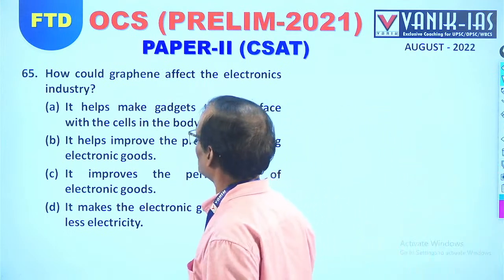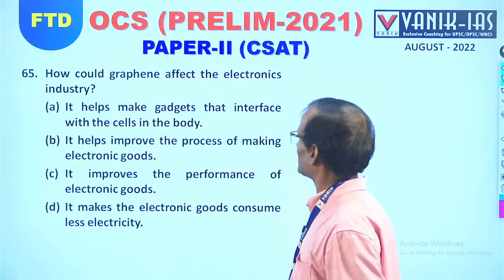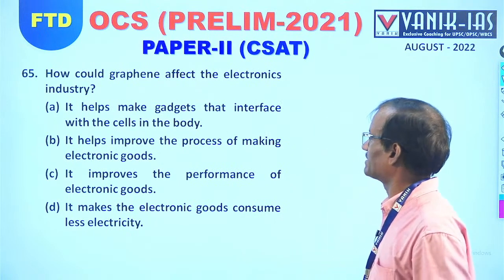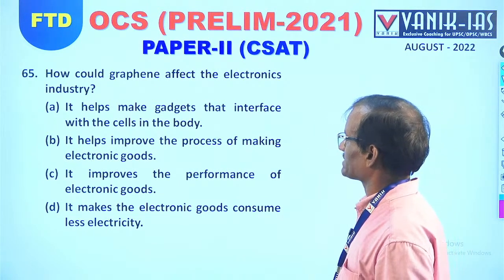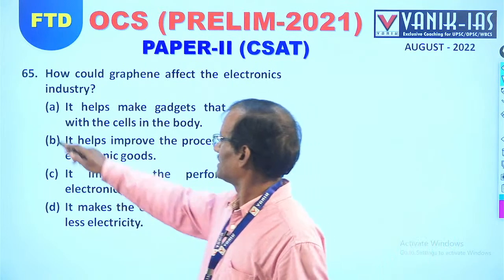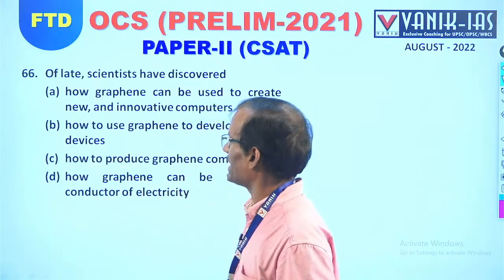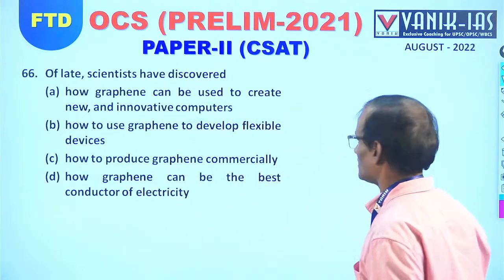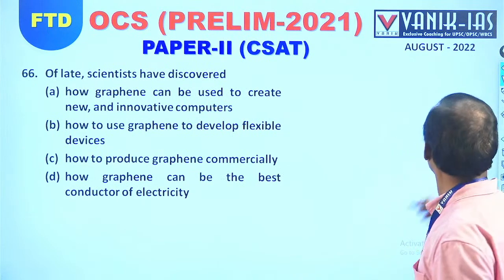65. How would graphene affect the electronics industry? It helps make gadgets that interface with the cells in the body. So that is A. Answer will be A. 65A. Okay, 65A.